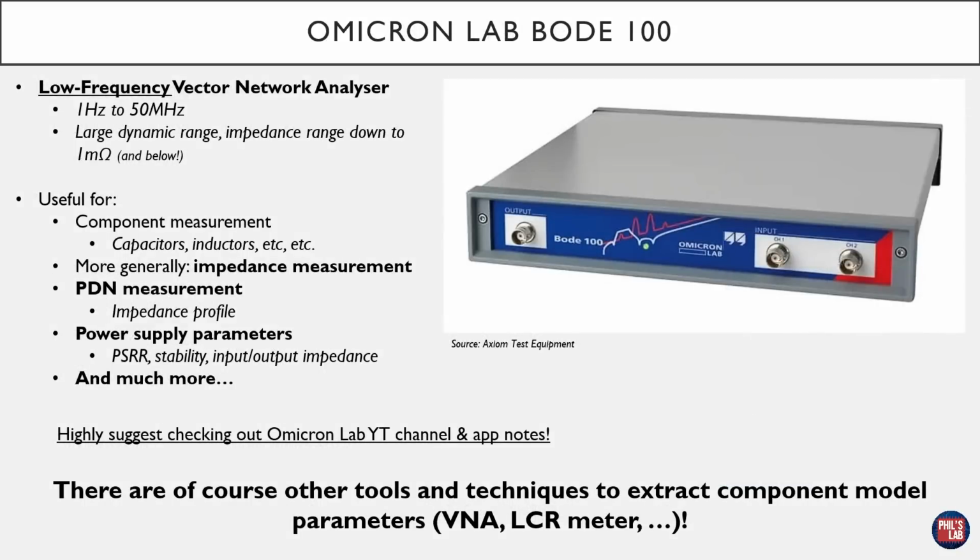I briefly mentioned the Bode 100 by Omicron Lab. This is a very cool piece of equipment. It's a low frequency vector analyzer all the way down to 1 Hz up to 50 MHz in range, so quite different to your traditional vector network analyzer.